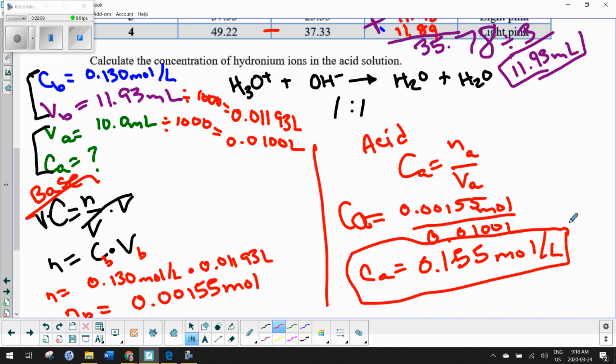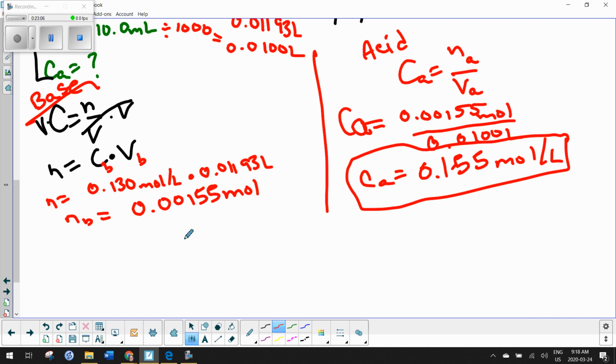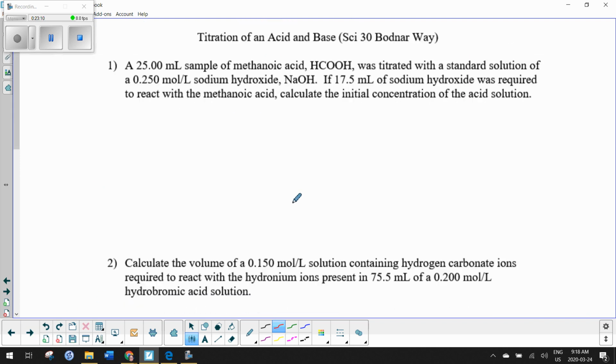Woo! Okay. Chem 20 way, really hard. I don't like this way. A lot of students don't like this way. So I'm going to show you an easy way. This is, I call the Bodner way. Again, you can choose to do it either way. It is totally up to you.